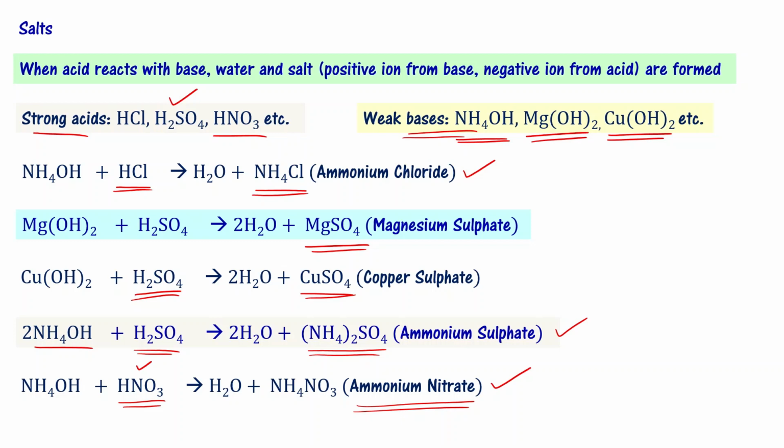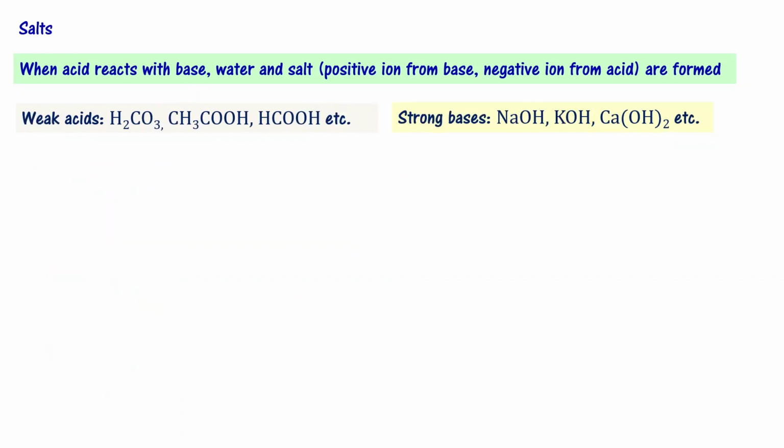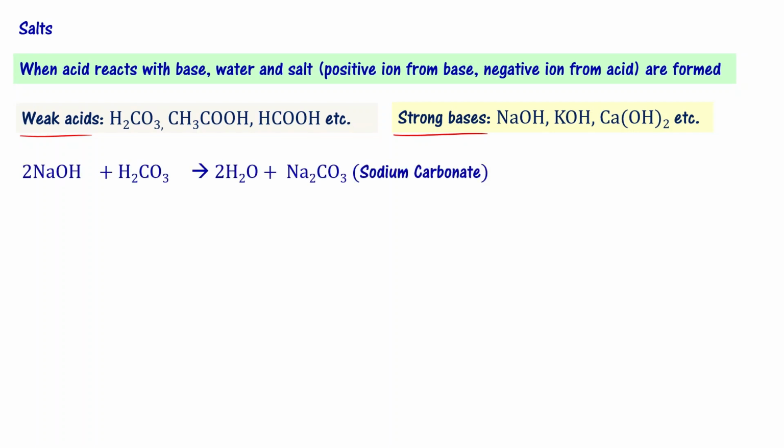Understood? Now let's look at another combination, weak acids and strong bases. The reaction between them is also going to give you some salts, right? Let's find a few of them. NaOH, the strong base, when it reacts with carbonic acid. This H2CO3 is called carbonic acid. When they react, what you have is sodium carbonate as the salt.